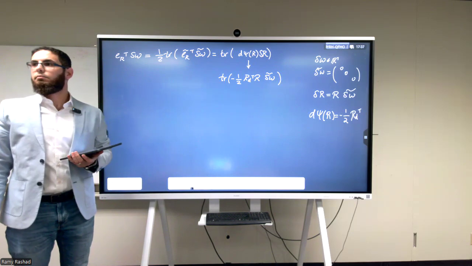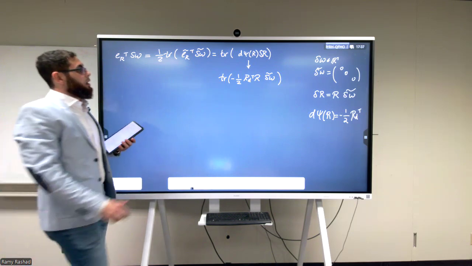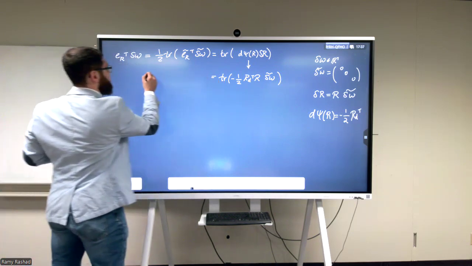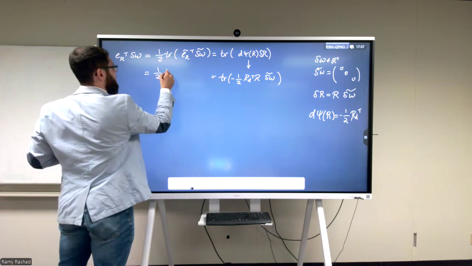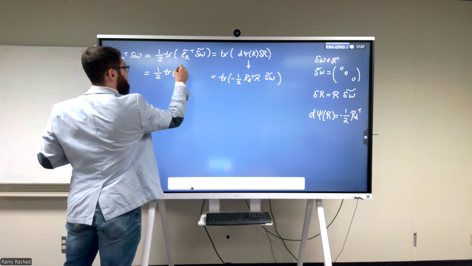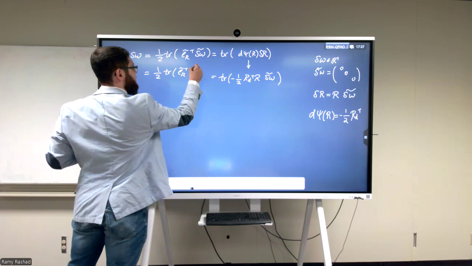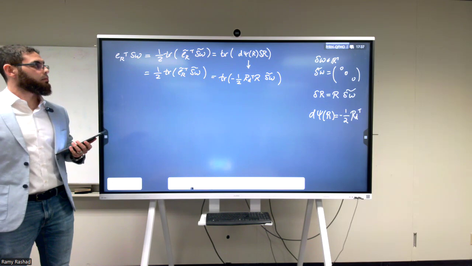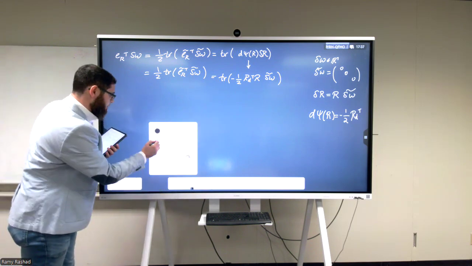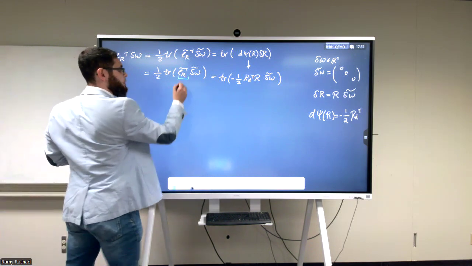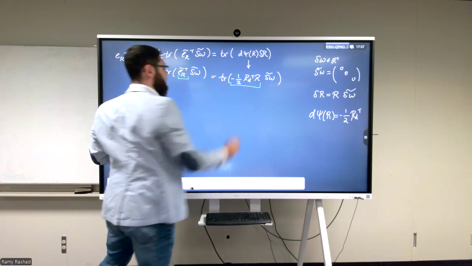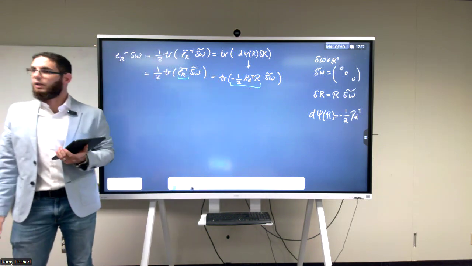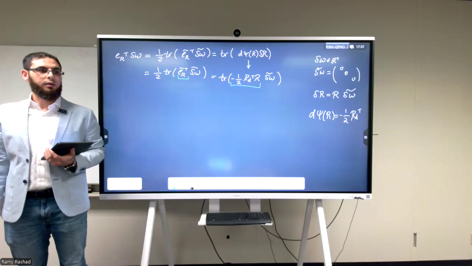You all agree? I can equate this to half of the transpose of ER tilde applied by this. What do you see from the right-hand side and the left-hand side? That this guy should be equal to that guy. Is that correct? No, that's not correct. Why?